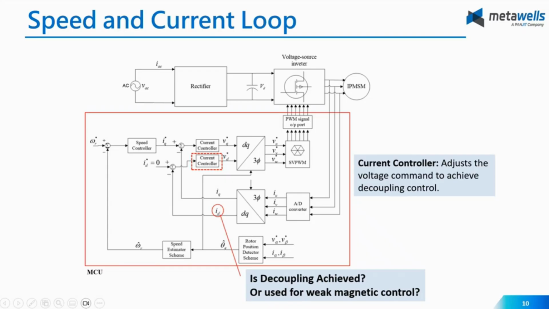Okay, but ID we also can use for another function, like weak magnetic control. So ID also can enable weak magnetic control with negative current here. So if we set the negative command, we can use the flux weakening function. Weak magnetic control can extend the speed range beyond the base levels. Okay, so in short, ID handles decoupling and weak magnetic control, pairing with IQ for full control.